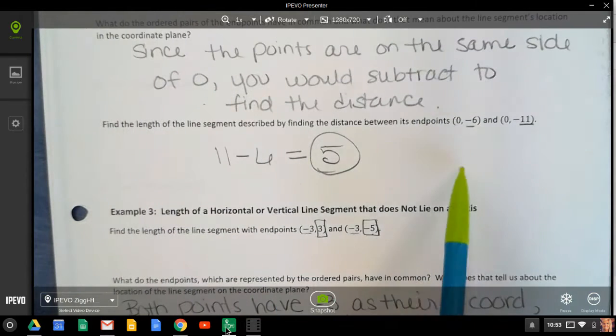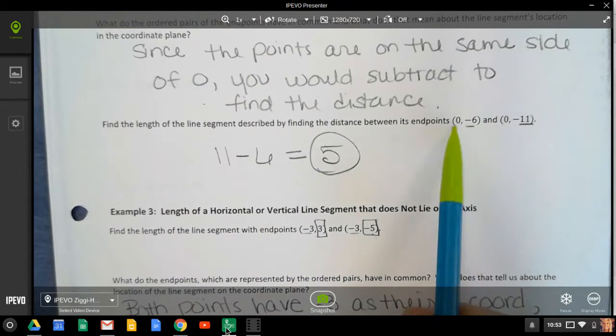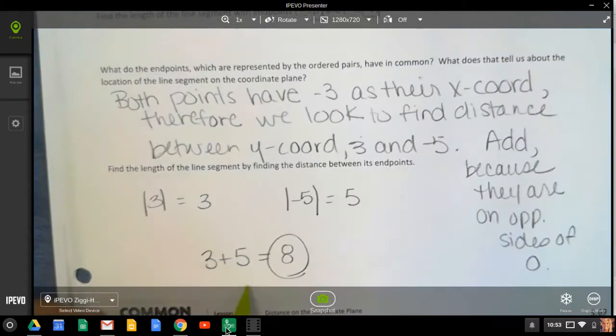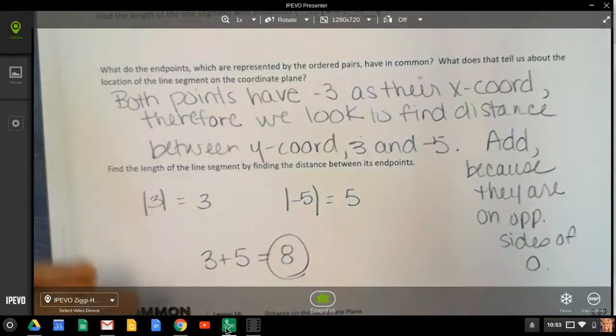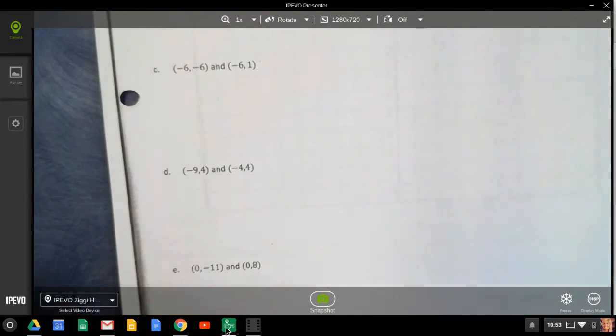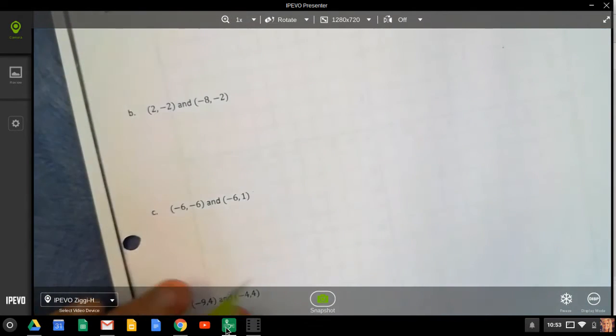We subtract when there are two negatives or two positives. They lie on the same side of 0. We add when there's a negative and a positive, okay, and they're different. All right, now I am going to let you try some of these on your own. I'll do one more with you, and then I'm going to have you do some on your own.